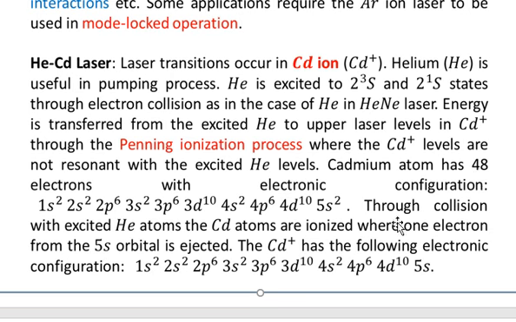Through collision with excited helium atoms, the cadmium atoms are ionized, where one electron from the 5s orbital is ejected. So one of the electrons from this 5s orbital will be ejected, and only one electron will stay in this one, forming a cadmium ion. The cadmium ion after ejection will have the following electronic configuration. You can compare the configuration of the cadmium atom with the cadmium ion. You will notice that one of the 5s electrons has been removed.